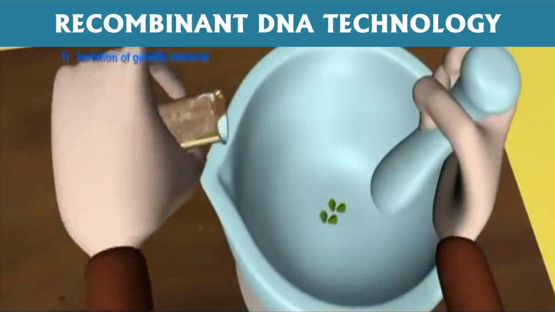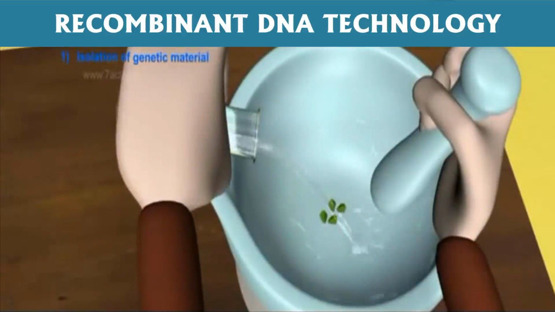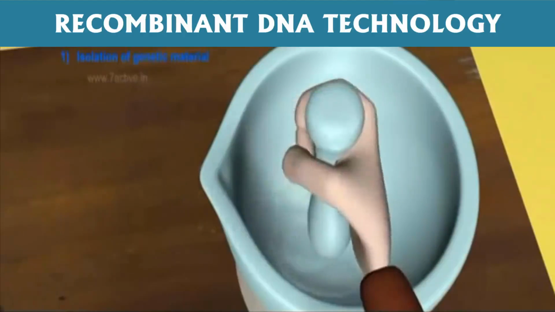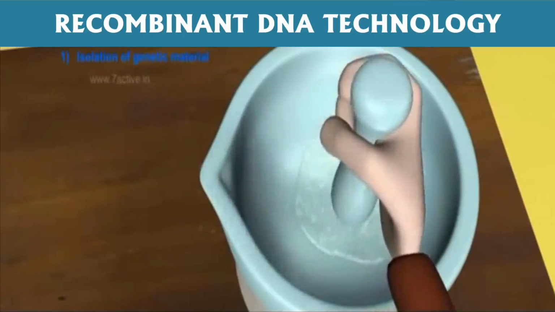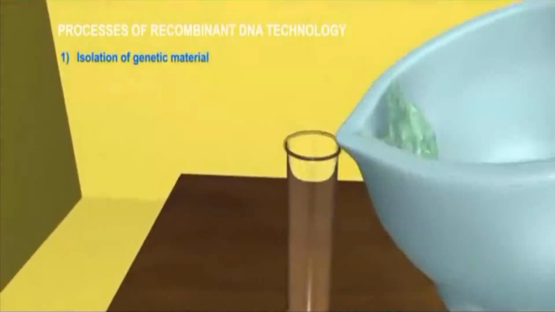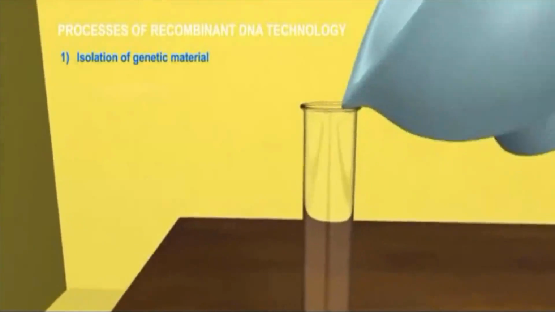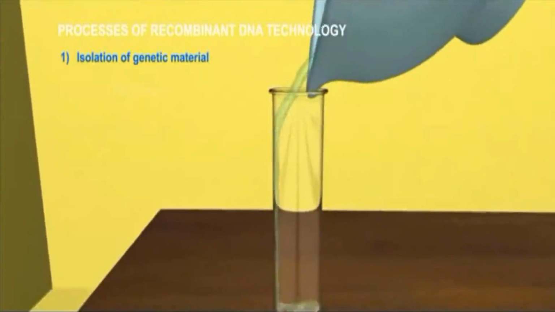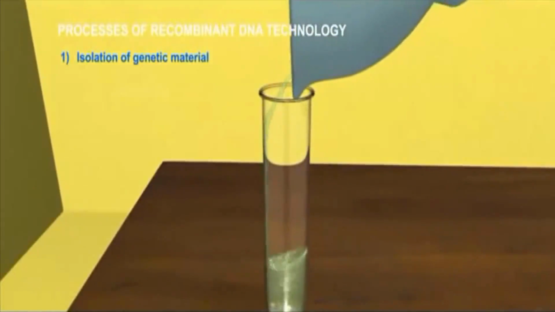This is achieved by treating the bacterial cells or plant or animal tissue with enzymes like lysozyme for bacteria and cellulase for plants, followed by centrifugation to remove proteins such as histones. RNA can be removed by treatment with ribonuclease. Proteins can be removed by protease.